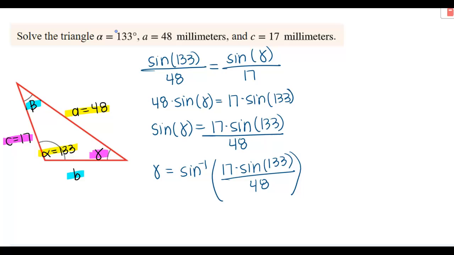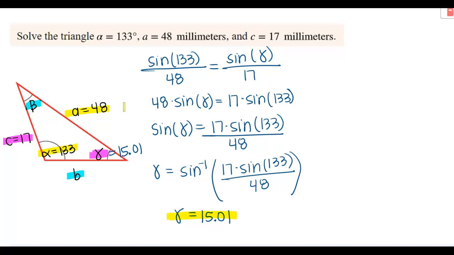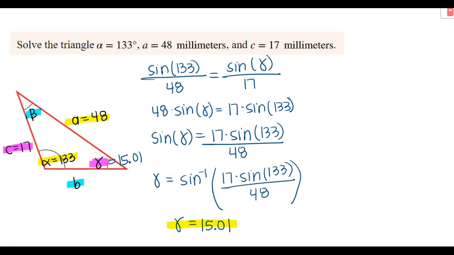So if you put this in your calculator exactly like it says, remember to get to the inverse, you hit that blue second key and then the sine button. I would recommend putting this in just like your fraction. Hit your green alpha button and y equals. Enter will give you that fraction: 17 times the sine of 133 and then 48 on the bottom. You should get that gamma is about 15.01. 15.01 would be our answer there. Okay, so I just wanted to show you that way because when your unknown is inside the sine, you have to remember to use that inverse.